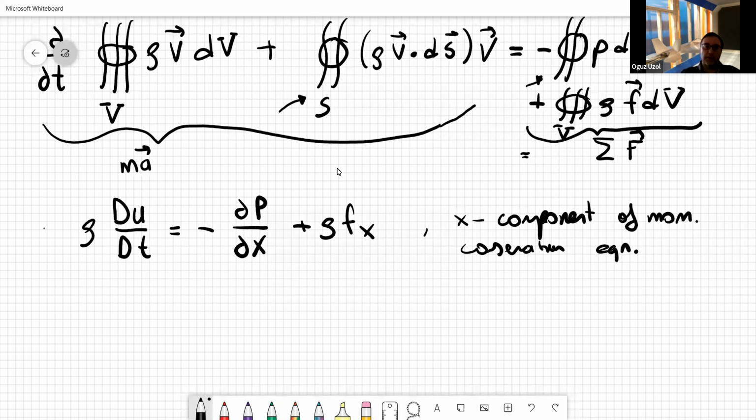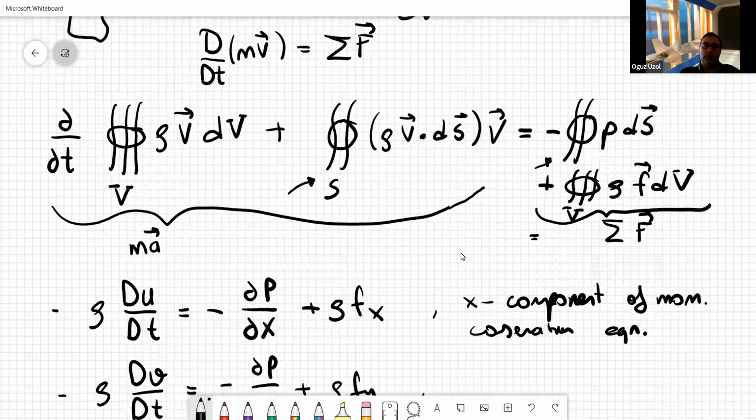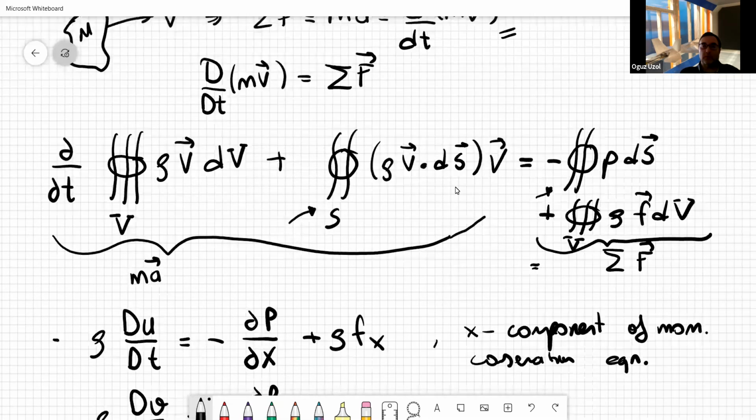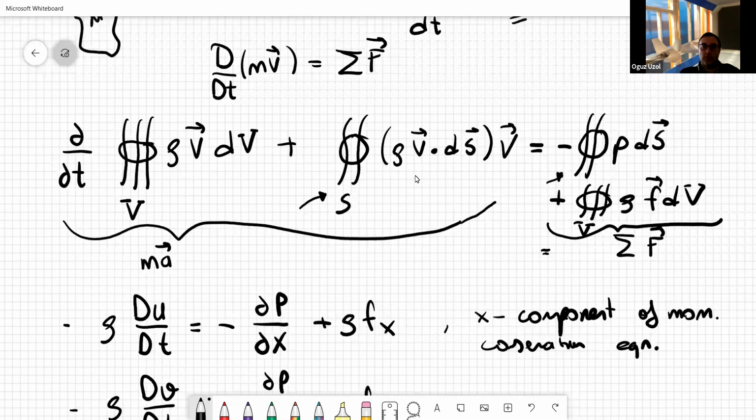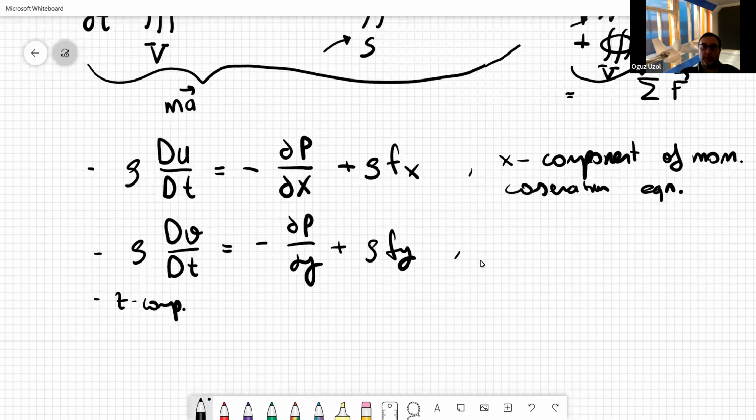Similarly, we can also write the other components. Let's quickly write them. For the y component, the velocity component is v, so minus dp dy plus rho times fy, and we have the z component, which I'm not going to write again in the same equation. So these equations basically represent the law of motion, Newton's law of motion, so sigma f equals ma as applied to a fluid particle. So we have three equations here, and we had one equation from continuity that makes it four.